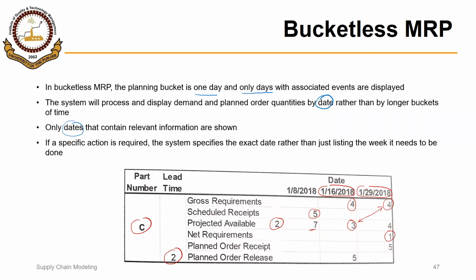So that is bucketless MRP. We are only mentioning the dates on which something is happening. If we have scheduled receipts, or gross requirements, or planned order release or receipt, that is, if there is some action on a certain date, only that date is mentioned. All the intermediate dates are omitted, and this is how material requirements planning is practically done.